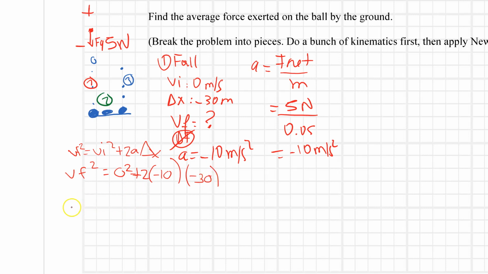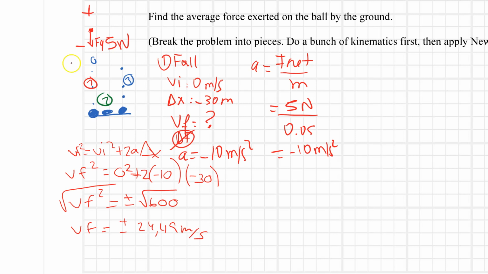Then we take the square root of velocity final squared. It would be plus or minus the square root of 600, so velocity final equals plus or minus 24.49 meters per second. Because the ball is going downwards right now, this would be negative, and we don't use the positive, so we use velocity final equals negative 24.49 meters per second.